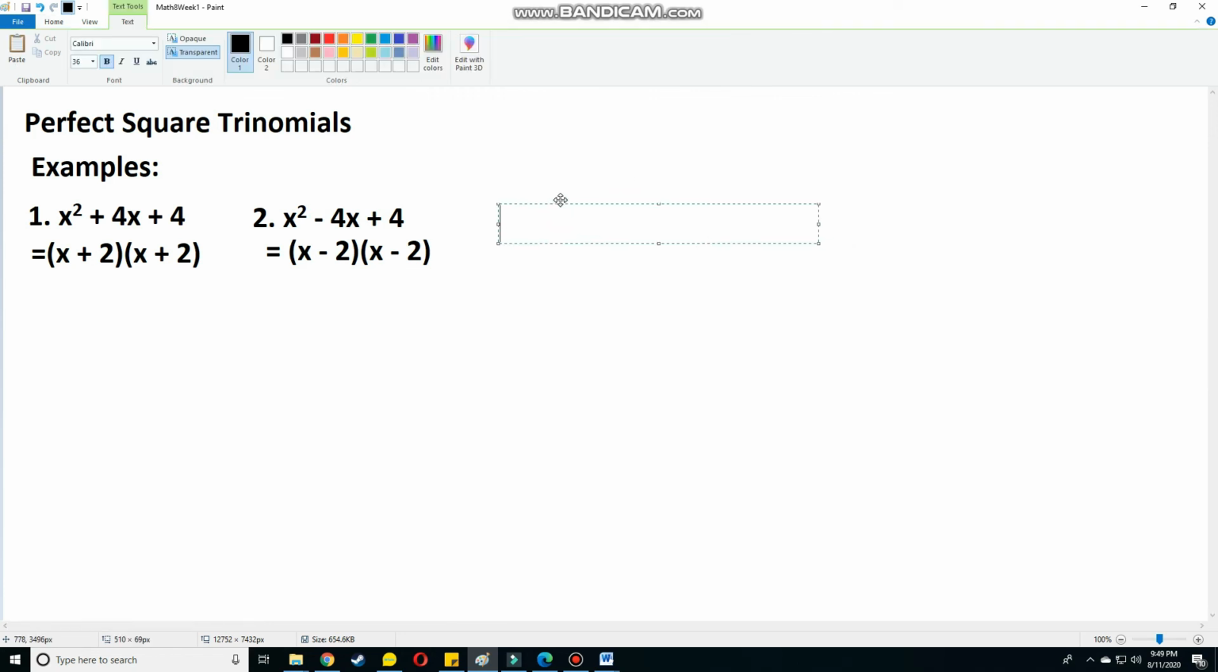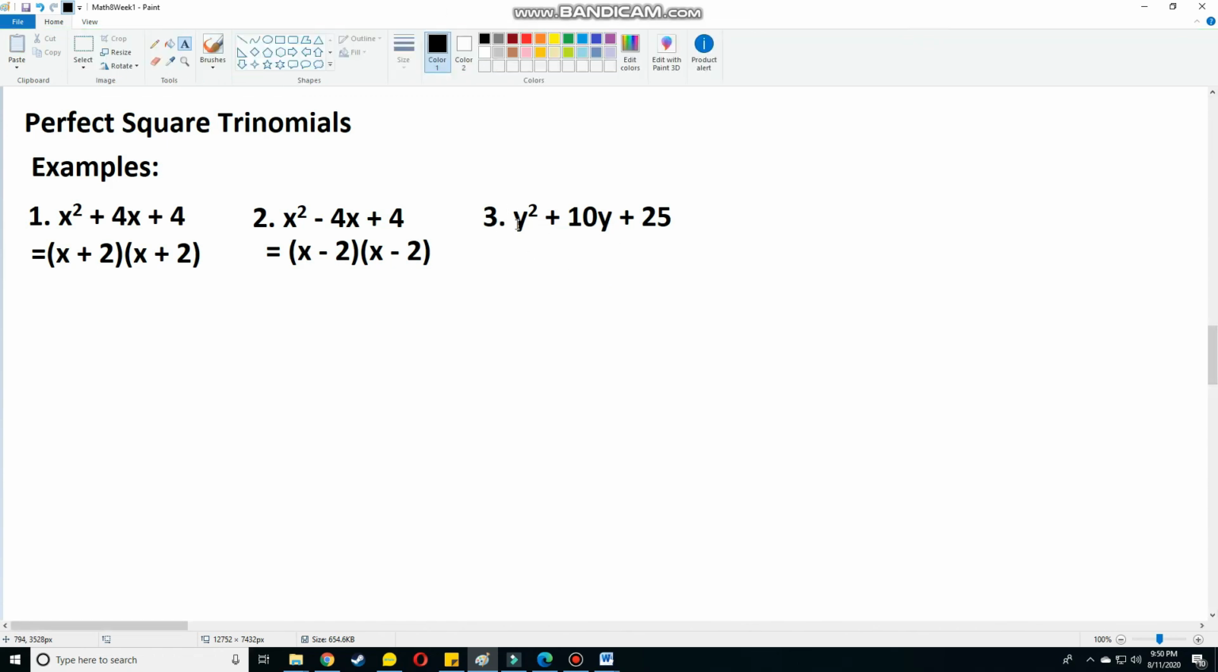Let's have another example. Okay, so our next example would be y squared plus 10y plus 25. Now, this is another example of a perfect square trinomial. It's because the first term is a perfect square, the last term is a perfect square, and the middle term is equal to twice the square root of 25. What's the square root of 25? That's 5, times 2, it's 10.